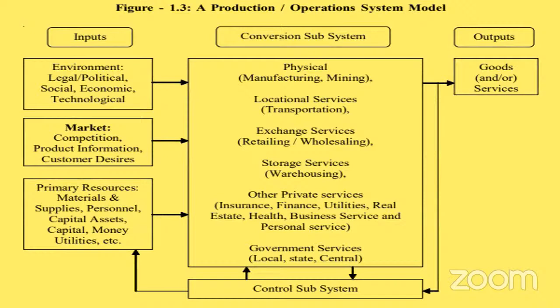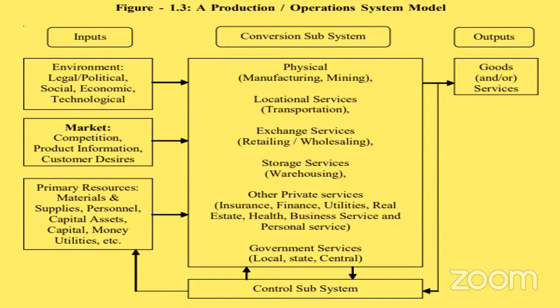Primary resources, normally the inputs, are the basic resources we need. Those are the materials, supplies, personnel, the people, capital assets, capital, that is the investment, and the money, utilities. These are all basic primary resources that we need in order to convert the particular raw material into finished goods. So these raw materials, supplies, money also serve as inputs. So on one side, this is the whole set of inputs we have.